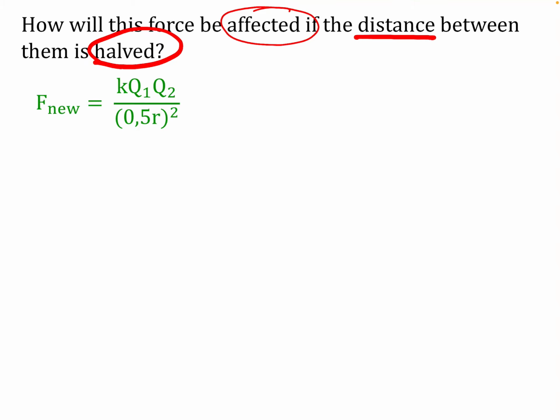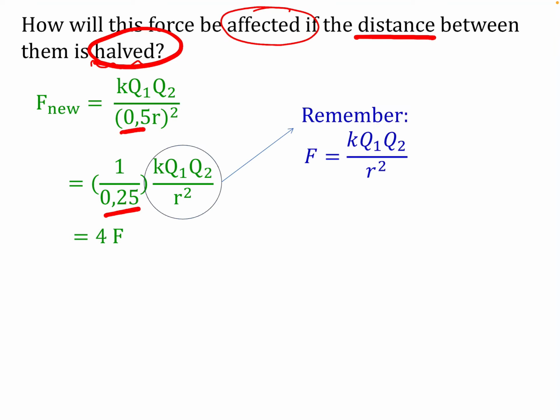The original force was K Q1 Q2 over R squared. For my new force, I've halved the distance. 0.5 squared is 0.25. Okay? 1 divided by 0.25 is 4. That's 4F, but how did I get 4F? Because I need to remember that the original K Q1 Q2 over R squared was the F.